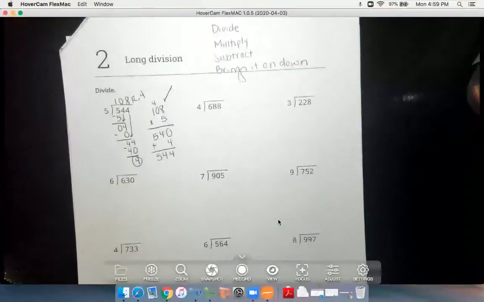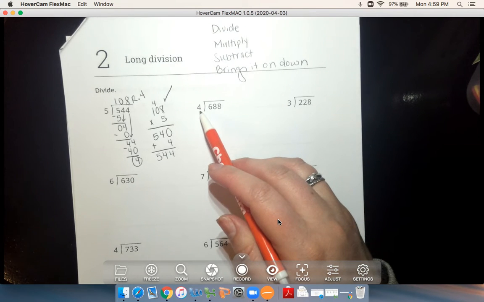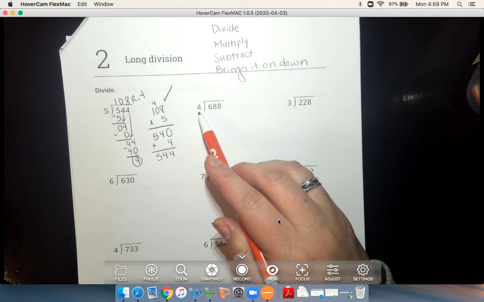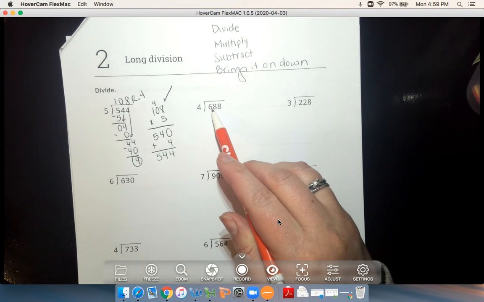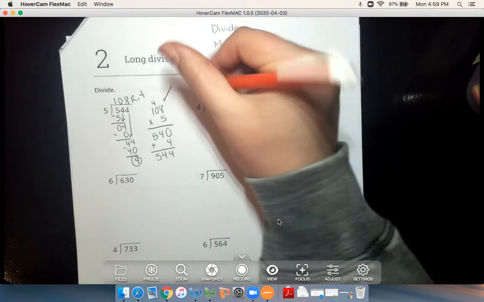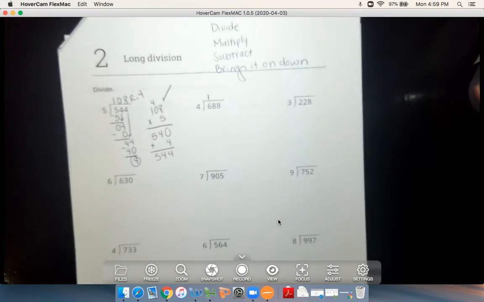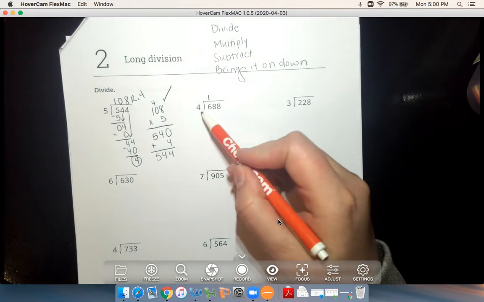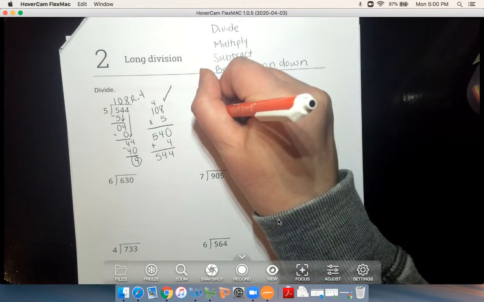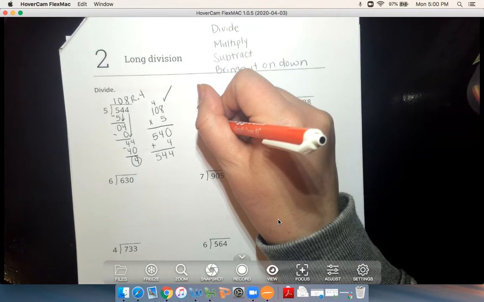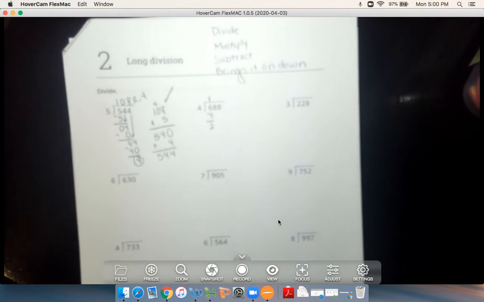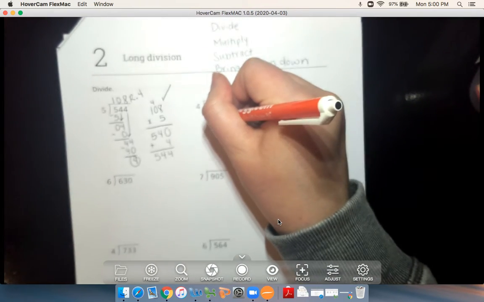Okay, so we can go ahead and do one more. We have a little bit of time. So now I'm going to ask myself again, I'm going to start over, how many 4s fit in 6? Well, 4 times 1 is 4, and 4 times 2 is 8, so that would be too many, so it's just 1. Okay, that's my divide. Now I'm going to multiply. 4 times 1 is 4. Now I'm going to subtract. 6 minus 4 is 2.